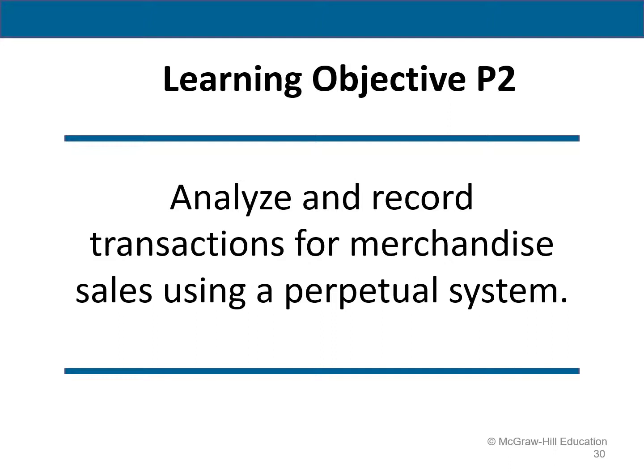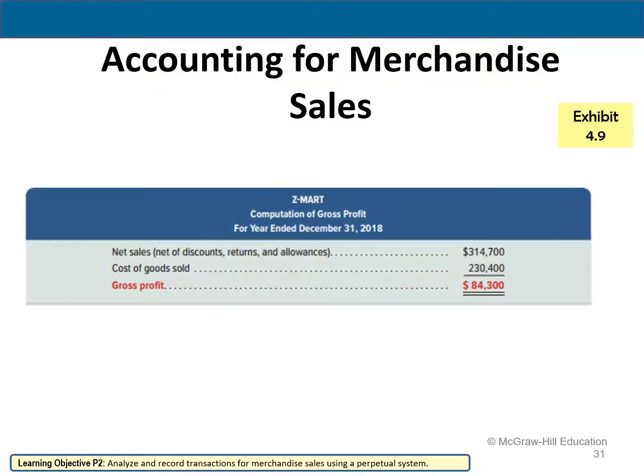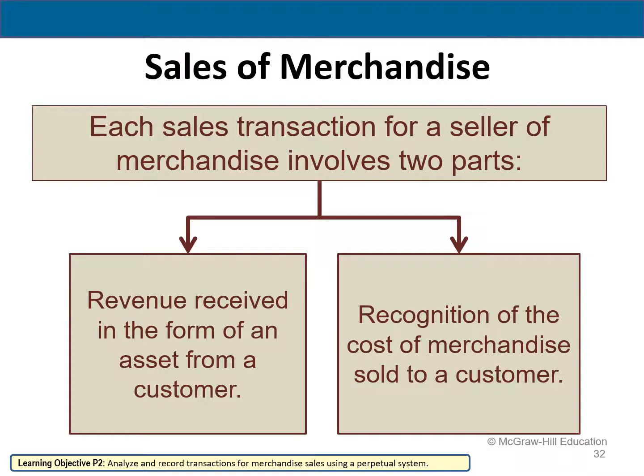All right, so analyzing and recording transactions for merchandise sales using the perpetual system. So when we're accounting for merchandise sales, we have net sales, which is equal to sales net of discounts, returns, and allowances, less cost of goods sold. That's how we get our gross profit, okay? So sales of merchandise. Each sale transaction has two parts. You would have to record the revenue and you have to record the cost of the goods you sold, okay?